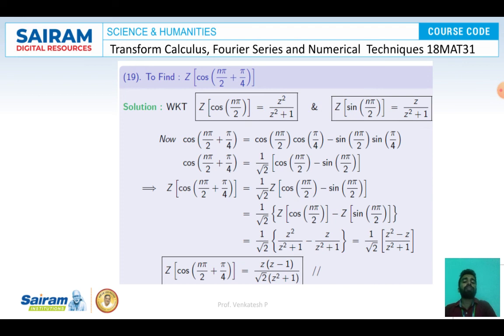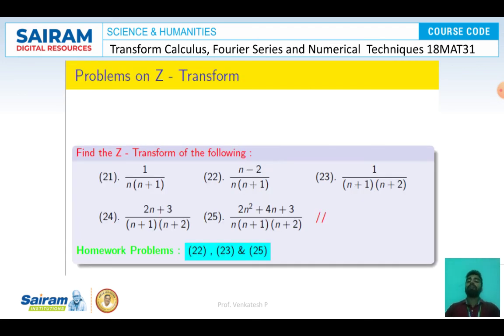Expanding this one, we got 1/√2 times the z transform of cos(nπ/2) minus the z transform of sin(nπ/2). So this is actually z²/(z²+1) minus z/(z²+1). By taking LCM and simplifying this, we got the z transform of cos(nπ/2 + π/4) equal to z(z−1)/(√2(z²+1)), which is the required solution.